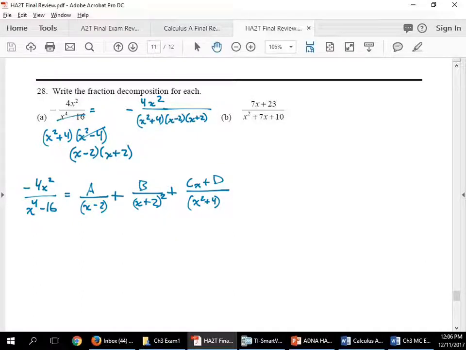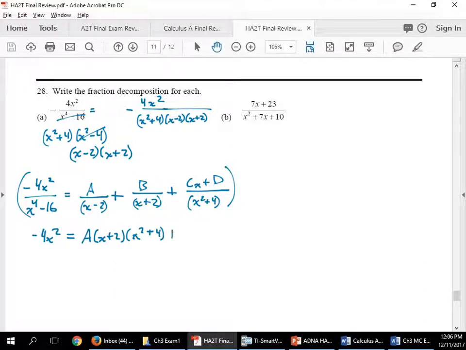All right. You guys ready for this action? This is gnarly. So let's multiply everything by the common denominator. Then you get negative 4x squared equals A times x plus 2. Oops, I still have that squared right there. That shouldn't be there. And then we have times x squared plus 4.